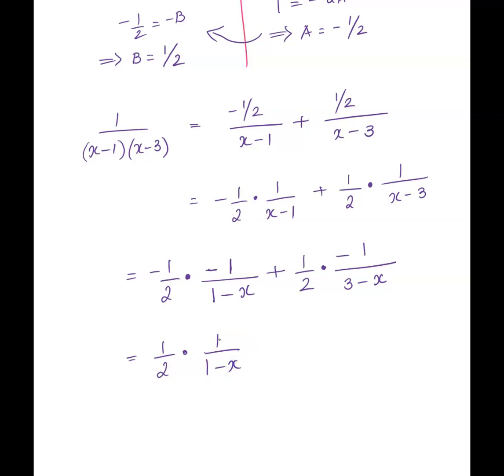This is looking good, so no changes there. 1 over 3 minus x. Now we have a problem. We want a 1 minus x, not a 3 minus x. How do we handle that? Simple. You divide up and down by 3, and that will take care of that dilemma. So I'll just say divide up and down by 3.